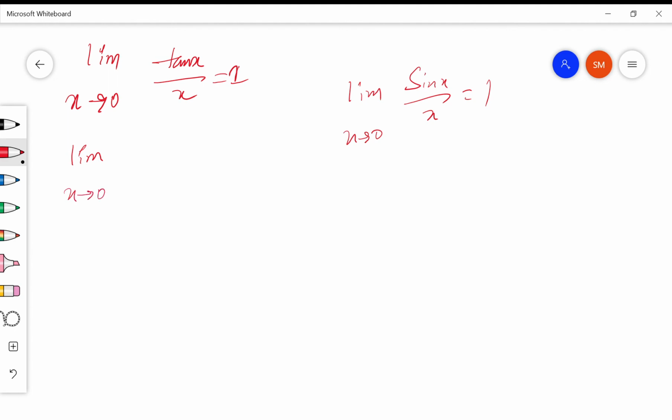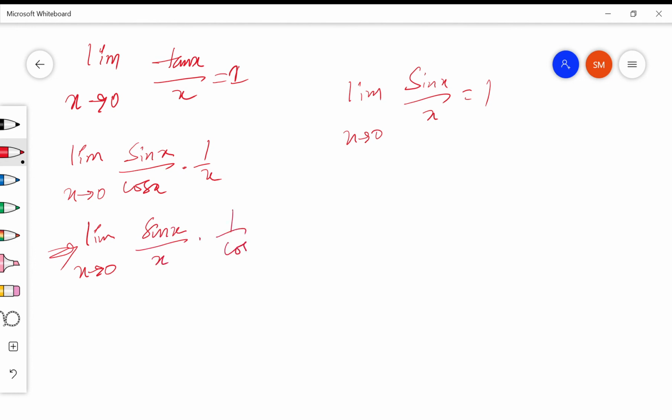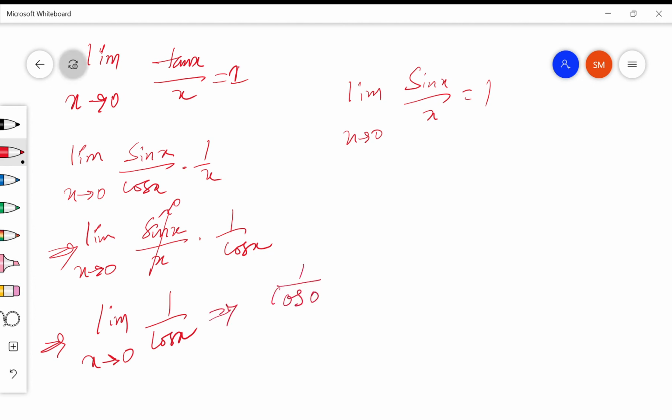So limit x tends to 0, sin x by cos x into 1 by x, right? Now just rewrite it: limit x tends to 0, sin x by x into 1 by cos x. This first part is 1. So now limit x tends to 0, 1 by cos x. Substitute 0, take the limit inside. That implies 1 by cos 0, and cos 0 is 1. So 1 by 1 is equal to 1.